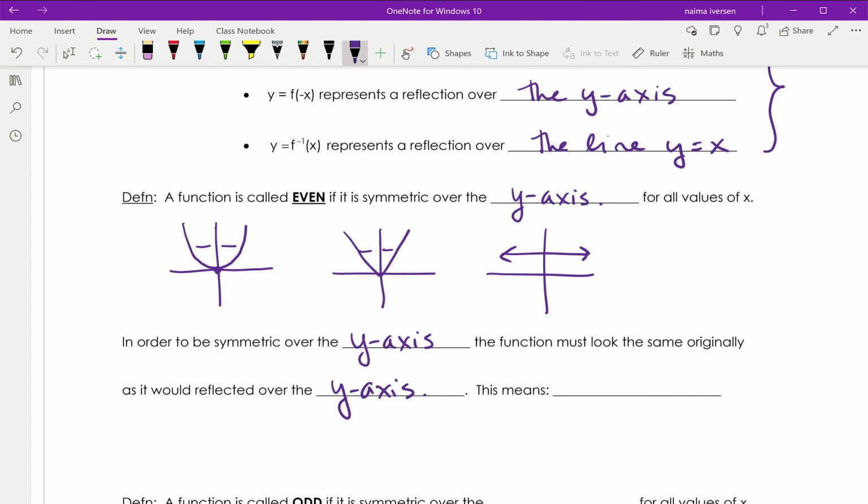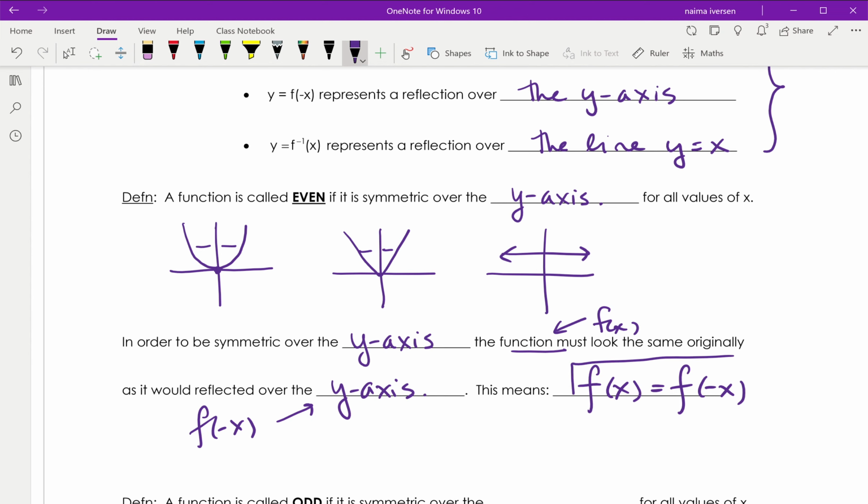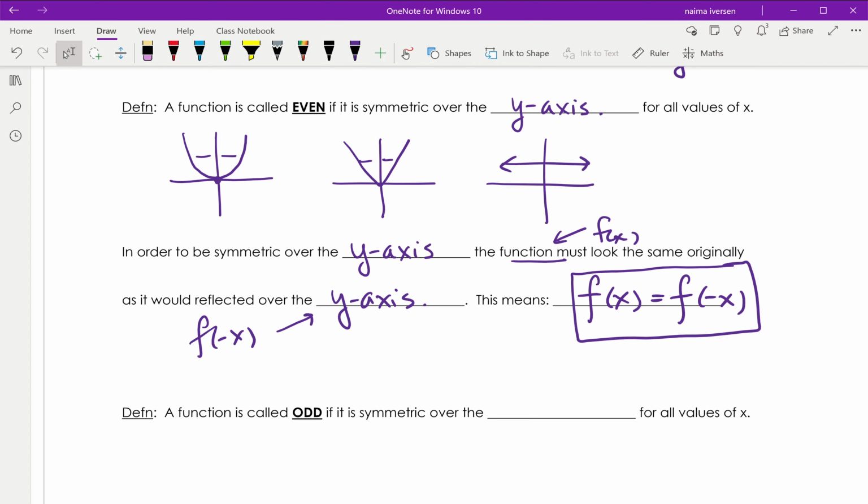What this would mean is that the function, which is f of x, must look the same as it would reflected over the y-axis, which is f of negative x. Or, in other words, your original function and f of negative x have to be exactly the same. They have to equal each other. So that's the algebraic condition for something to be an even function, which means that it is symmetric over the y-axis.